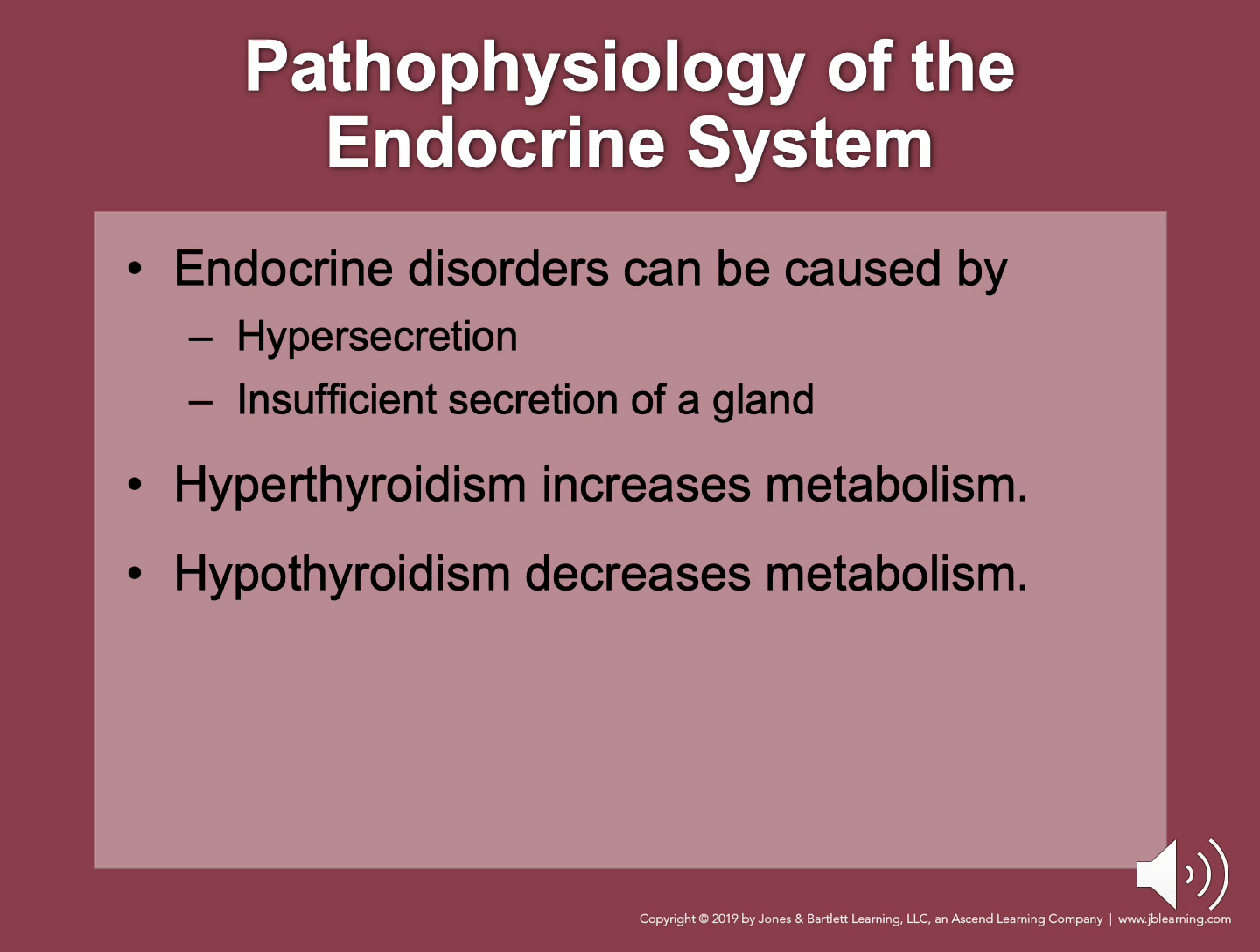Hyperthyroidism or hypothyroidism are two serious illnesses of the endocrine system. Most of the endocrine emergencies will be related to diabetic emergency secondary to abnormal insulin secretion. Hyperthyroidism increases metabolism, while hypothyroidism decreases metabolism.